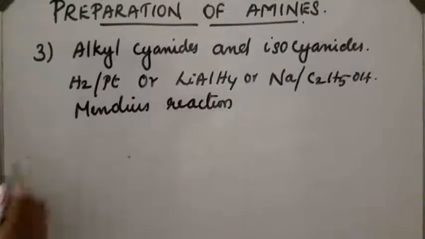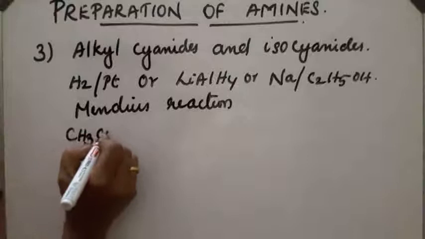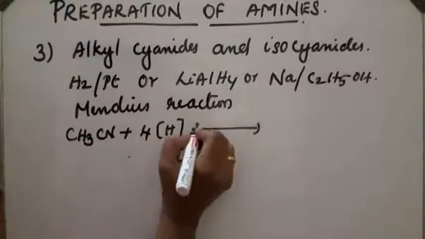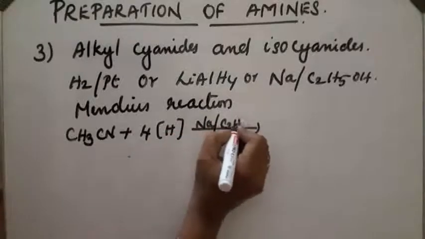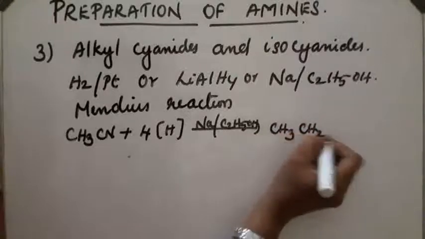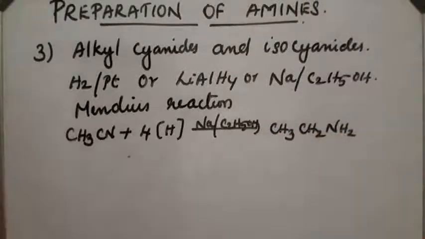Now, let us see the reaction. CH3CN on reduction in presence of sodium and ethanol gives CH3CH2NH2. So here we can see that the product obtained will be a carbon more than the parent compound. It contains one carbon more than the parent compound. That is, ascent of amine series is taking place.